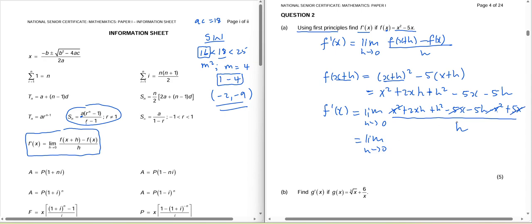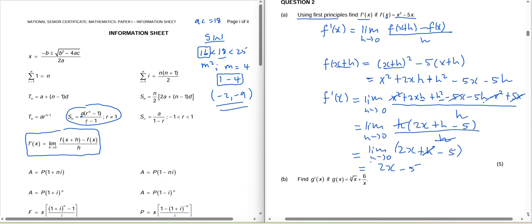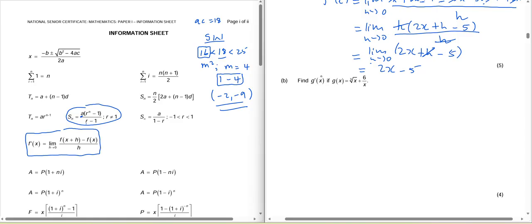But if you look carefully, h is common here, h is common here, h is common here. So I'm going to factor it out. I'm left with 2x plus h minus 5, everything divided by h. Now here, which is the limit as h approaches 0 of, this and this will cancel. So I'm left with 2x plus h minus 5. Now as h approaches 0, this will disappear because it's approaching 0, and you are only left with 2x minus 5. We are done. And then let's go to g prime of x.